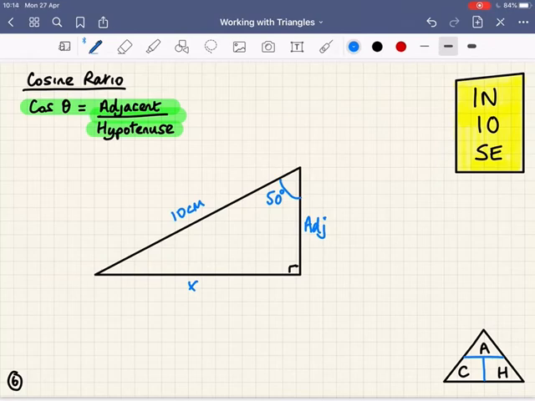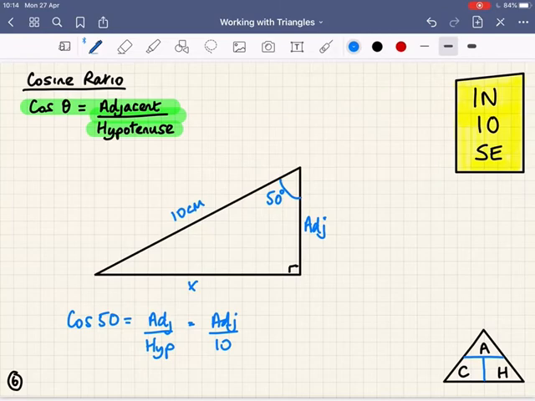This time I've got the angle, I want the adjacent side, and I've been given the hypotenuse, so I would use the cosine ratio because that's a ratio that describes the relationship between the adjacent side and the hypotenuse. And here I would write down, cosine 50 is equal to my adjacent side over the hypotenuse, which is equal to the adjacent side over 10.